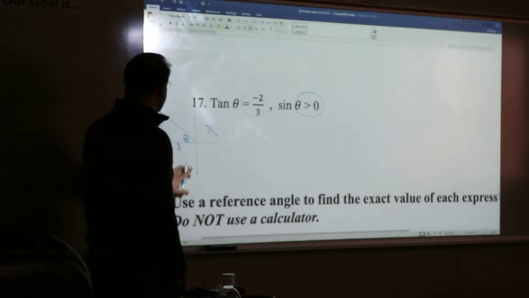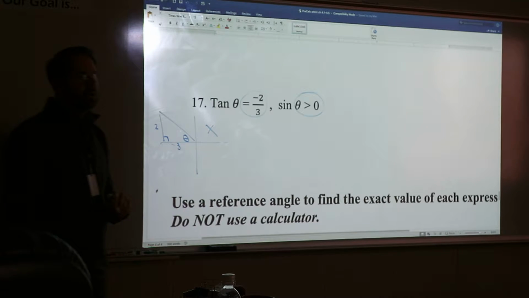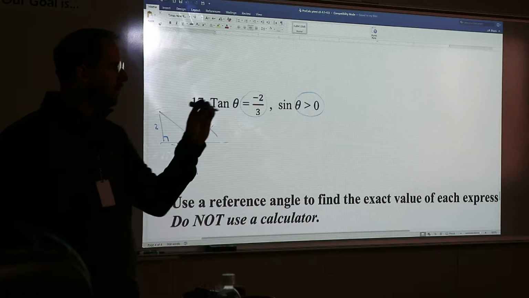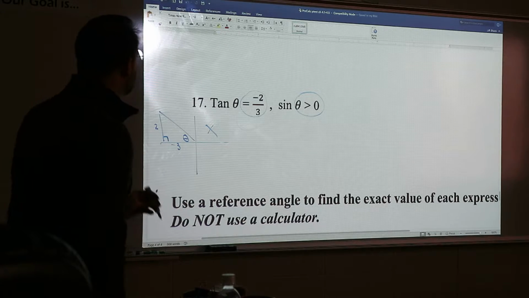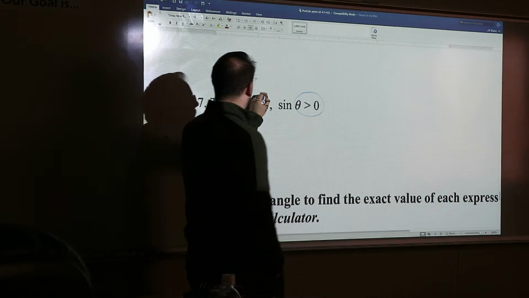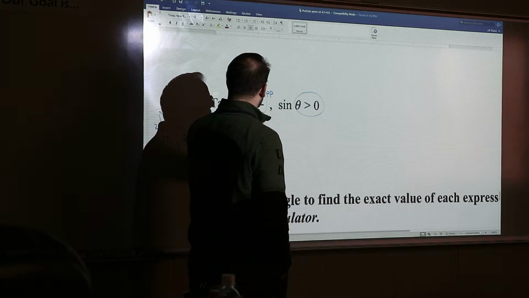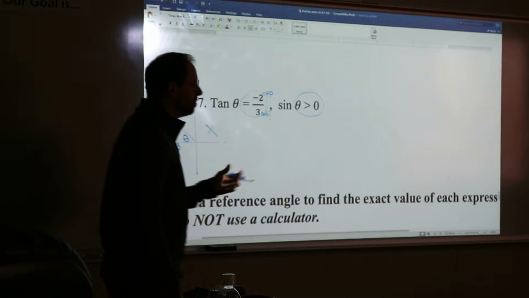In fact, the 3 is actually the negative number, because in the second quadrant, you go over negative, up positive. And how I know that, this is the opposite wall for your angle, and this is the adjacent wall. That's how I know where the numbers need to be plugged in.